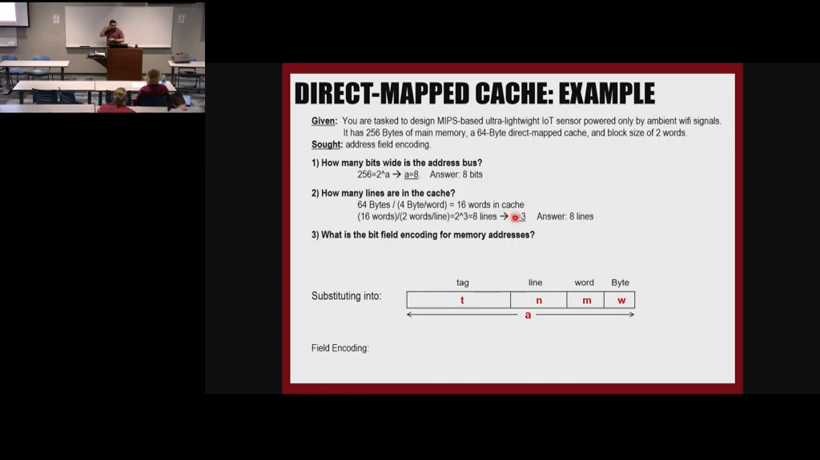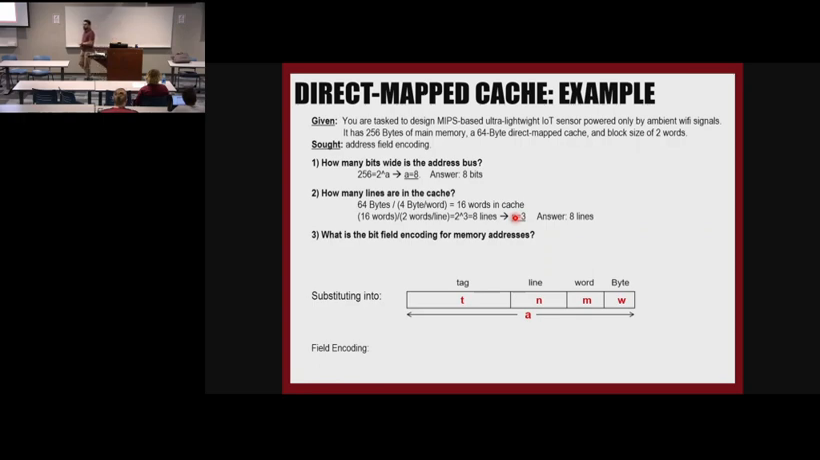So now the other things we need to find are M and W. M means how many words we have in each line. So to find M, we have to check how many words we have in each line. 2. Which means how many bits do we need to address these 2 words? Yeah, right. We have 1 bit. So it means that 2 to the M is equal to 2, which makes M equal to 1.